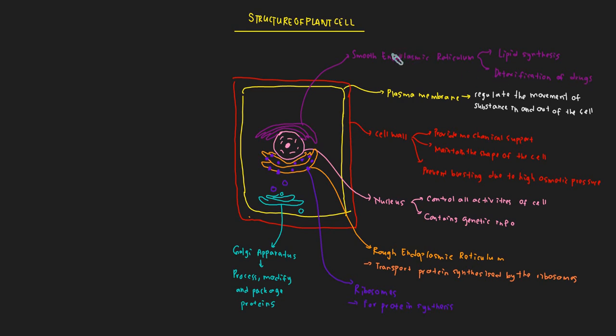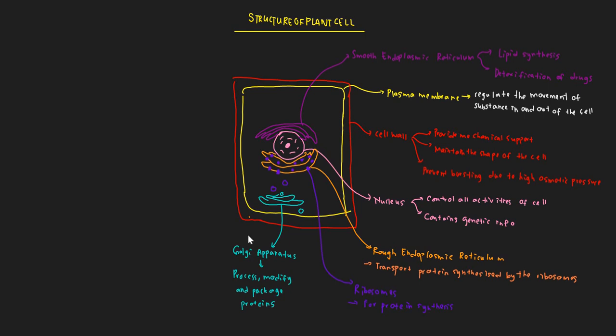The main function of the smooth endoplasmic reticulum is lipid synthesis and detoxification of drugs. In order for us to differentiate between the rough and the smooth endoplasmic reticulum, look for the presence of ribosomes. Ribosomes attach themselves to the rough endoplasmic reticulum, whereas the smooth endoplasmic reticulum has no ribosomes on it. So the next structure that we are going to draw is the mitochondria.